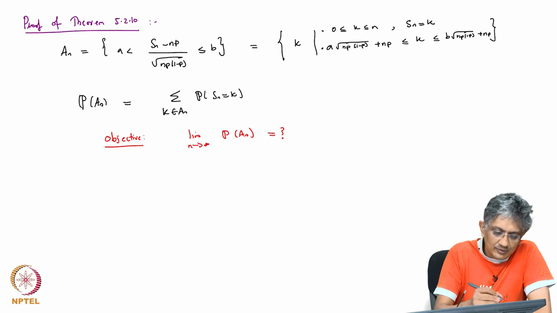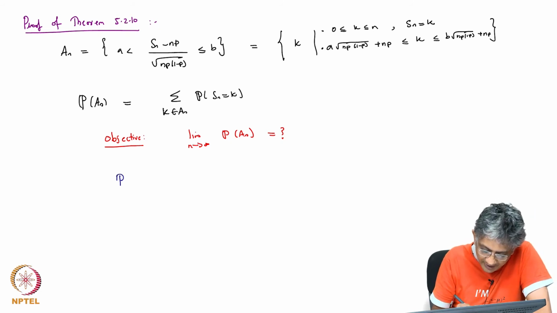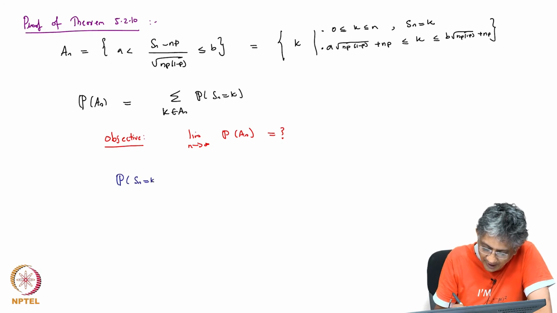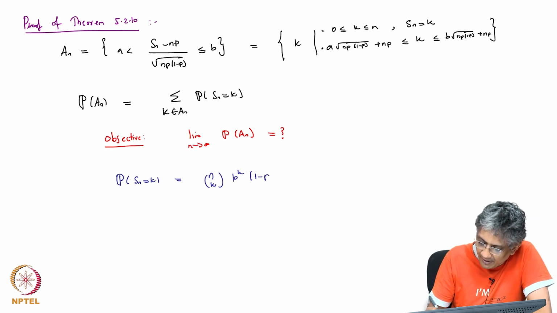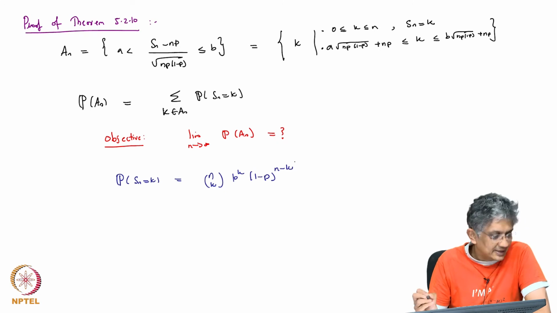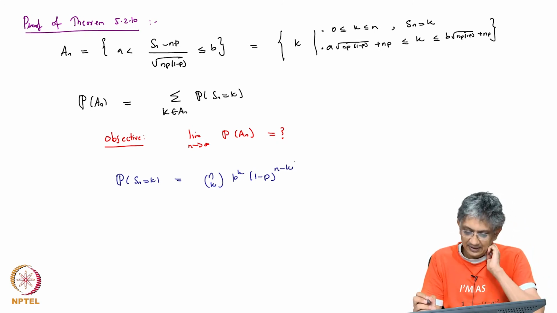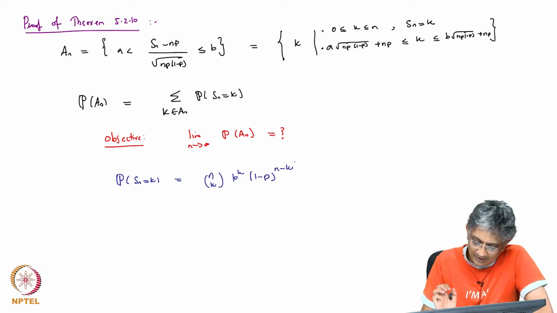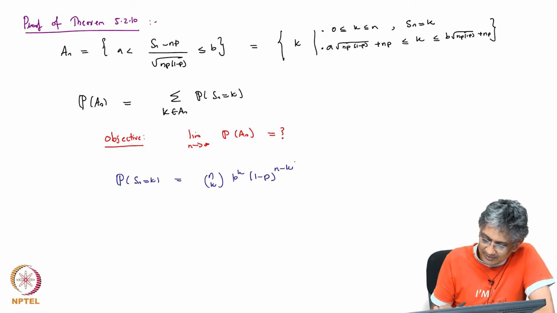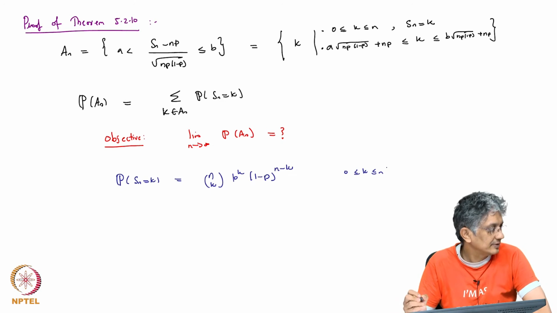Now let's go back to the proof, the part in blue, for example. The probability Sn equal to k is going to be n choose k, p to the power k, times 1 minus p to the power n minus k. This I will split up nicely. This is what is given to us: 0 less than or equal to k less than or equal to n. This is true.